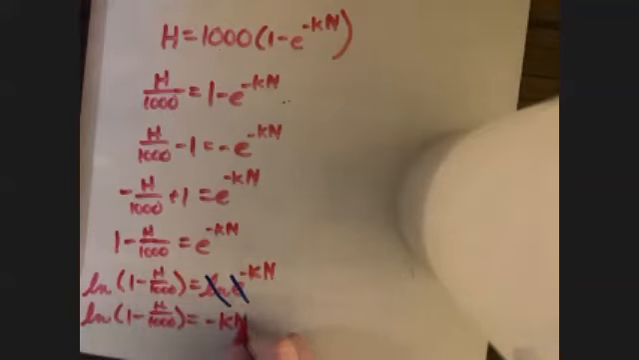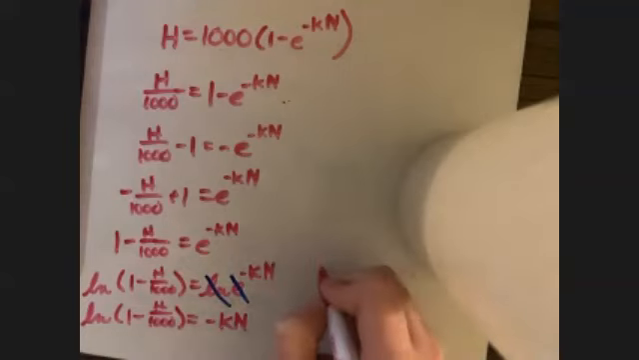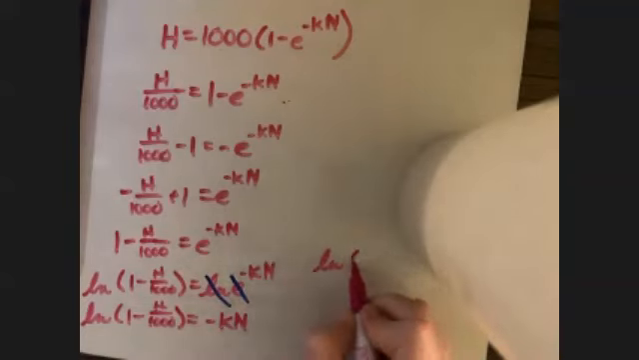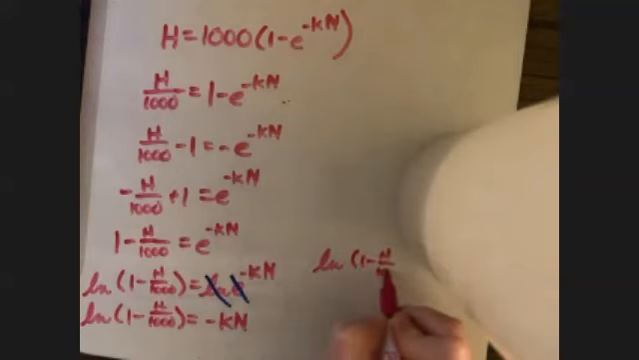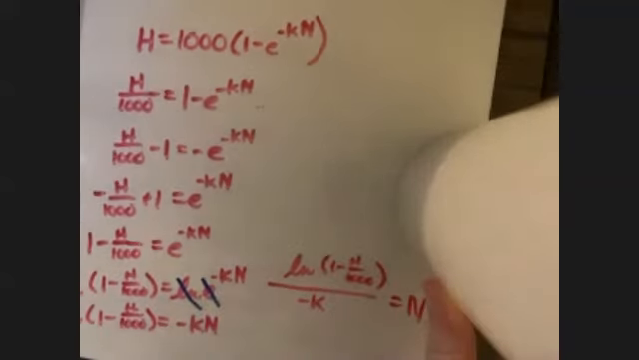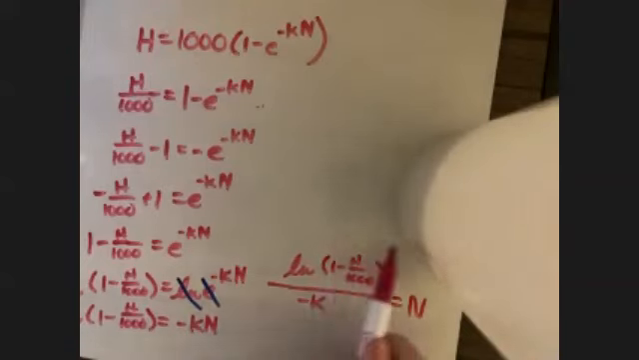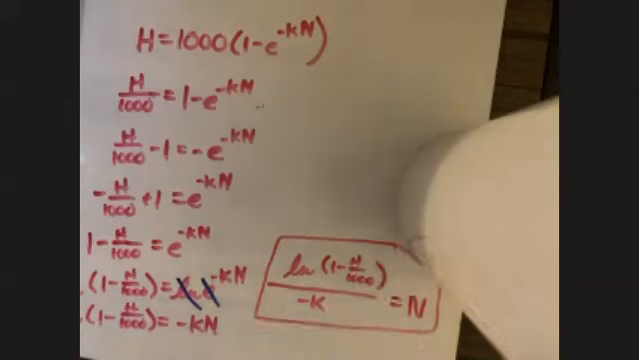Sorry, I had another marker color. So those are going away. So now I've got natural log of 1 minus h over 1,000 equals -k n. And I'm going to divide off the -k. So natural log of 1 minus h over 1,000 over -k equals n. Maybe just slightly out of frame. And there would be my answer for that one.